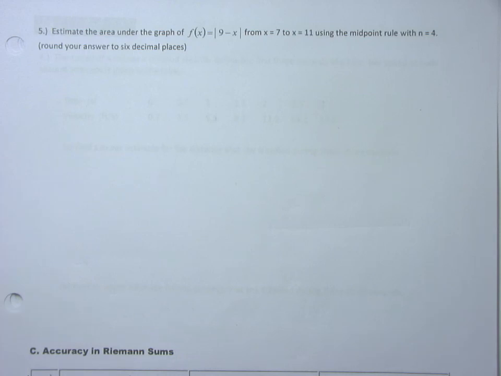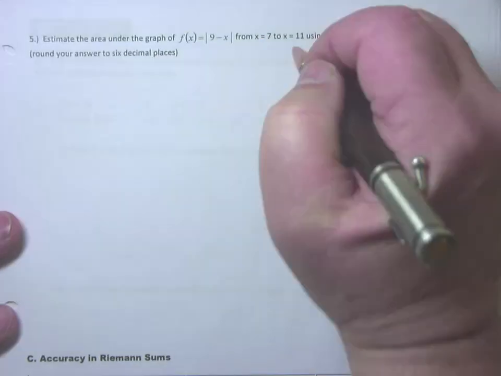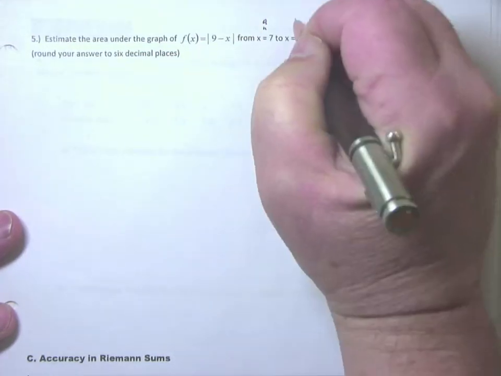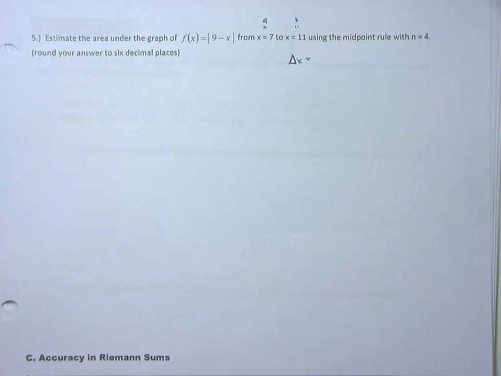Okay? But sometimes these Riemann sums don't just give you estimates, they give you the exact area under the curve. Take a look at this one. Estimate the area under the graph of f of x equals the absolute value of 9 minus x, from x equals 7 to x equals 11, using the midpoint rule again with n equals 4. So the first thing you want to do here is calculate your delta x. Your a is 7, your b is 11, and the function is the absolute value of 9 minus x.